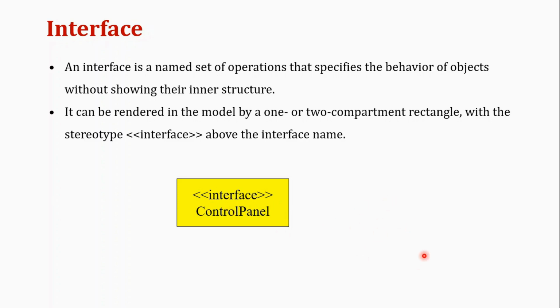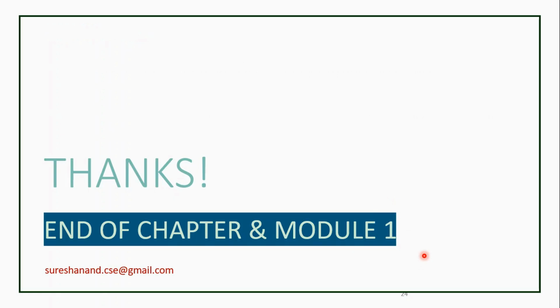So with that, we are completing the UML class diagram, and also the end of the chapter and the end of module 1, introduction to OOPS.